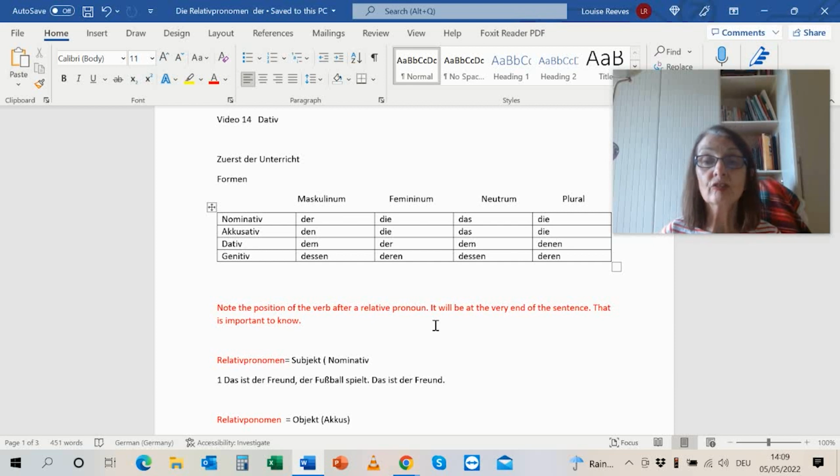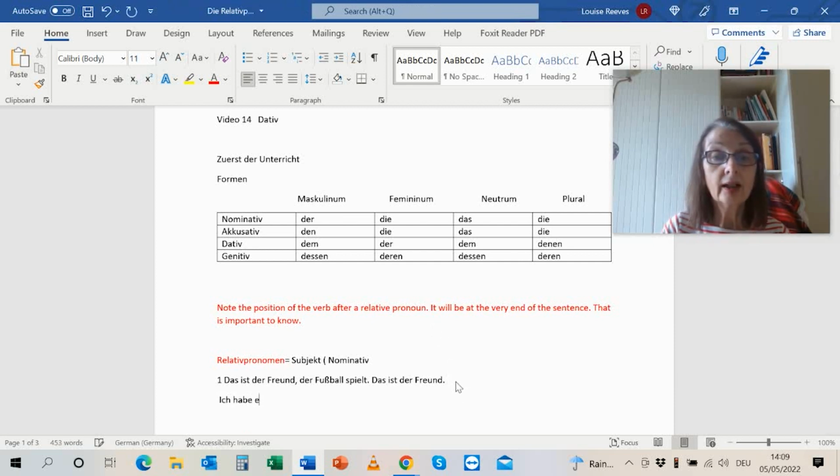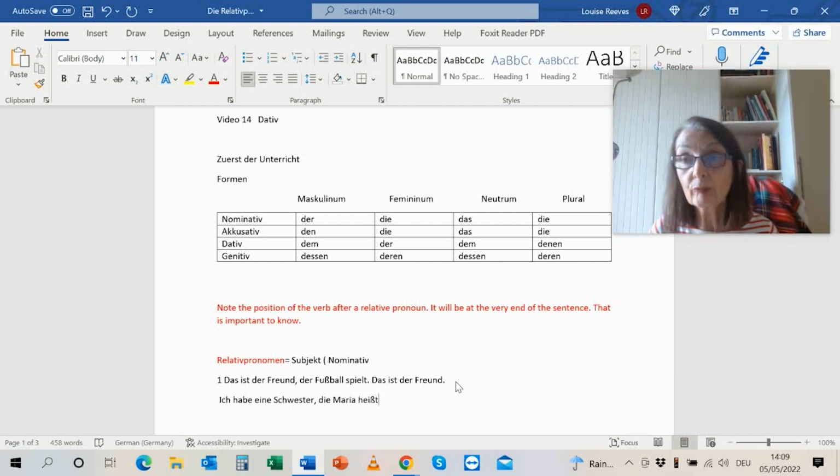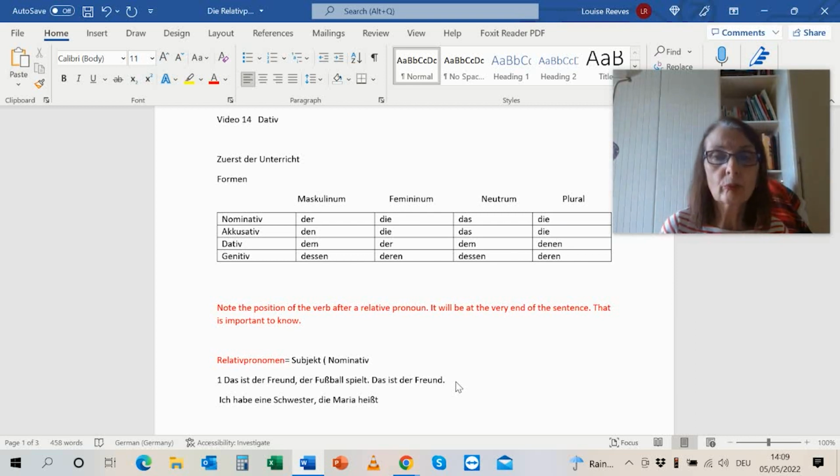Now, again, as I just said, ich habe eine Schwester. Ich habe eine Schwester, comma. Now that's important. It's like a yield right away sign. Die Maria heißt. There you have it. So who is called? And it's stopping me from saying the word Schwester again. And that's why it's called a pronoun, because that's what pronouns do. But in this particular instance, I'm relating back to the word Schwester.